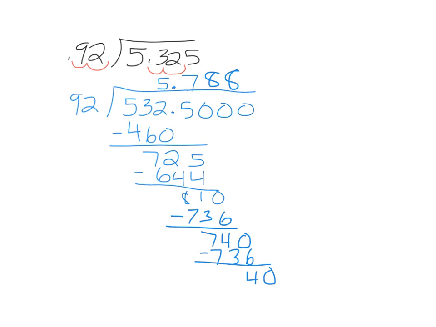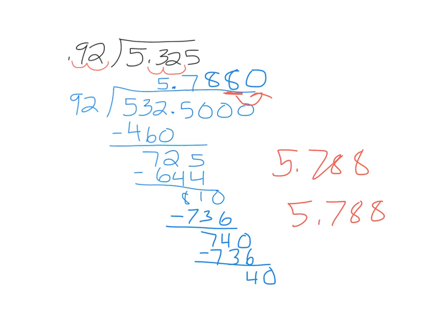And for our last one, we bring down another 0. So it's 40. And 92 doesn't go into 40, so that's just going to be 0. And now we have enough digits that we can round. We're rounding to 3 decimal places, so the one we're rounding is the 8. I look to the next number and it's less than 5, so the answer is going to be 5.788. That came out a little sloppy. Let me write it again. And that's it.